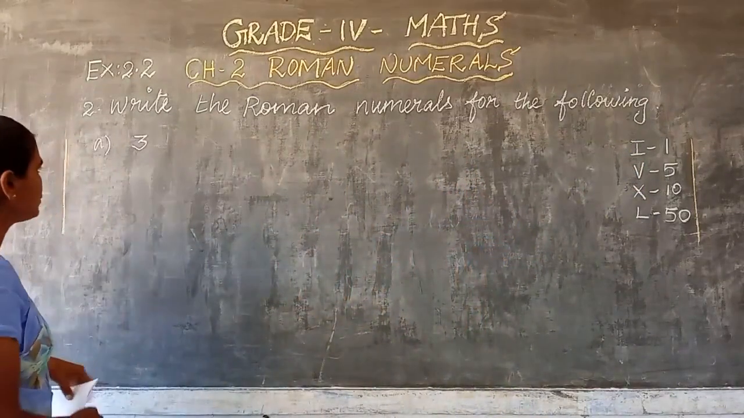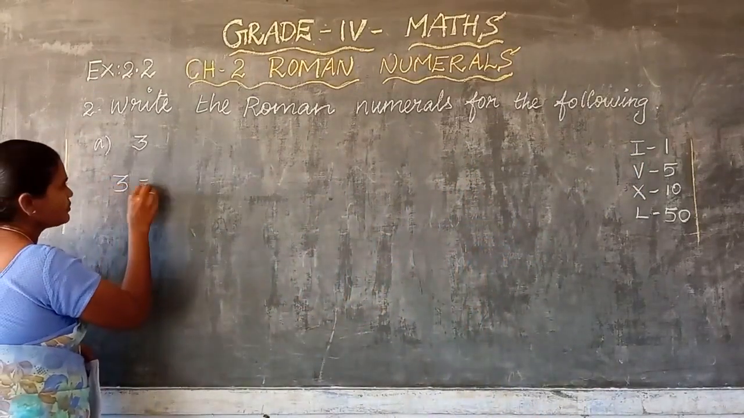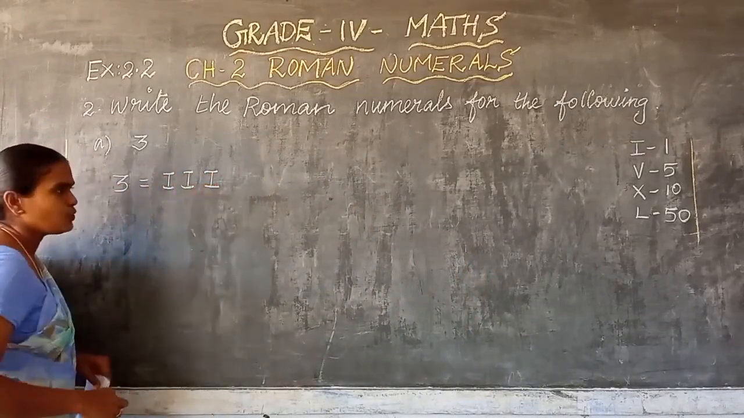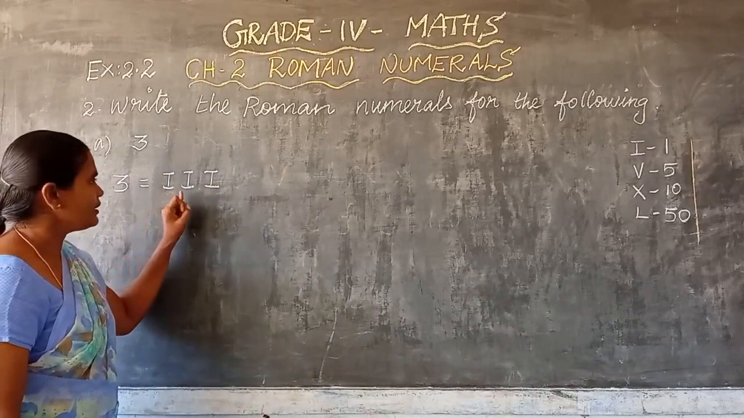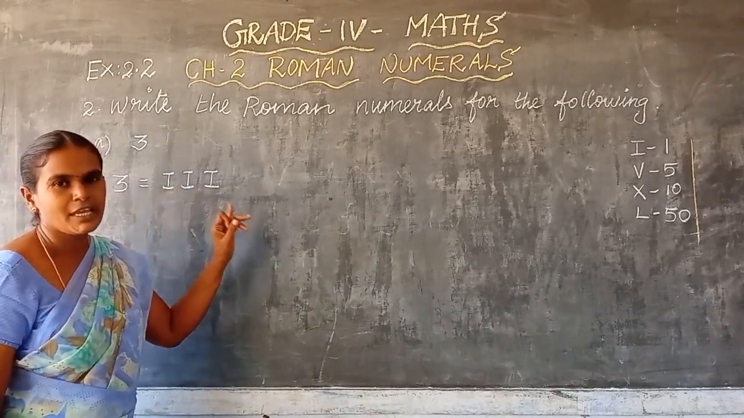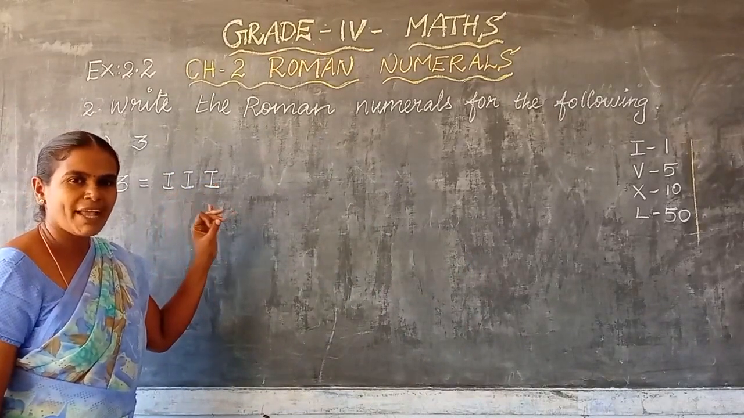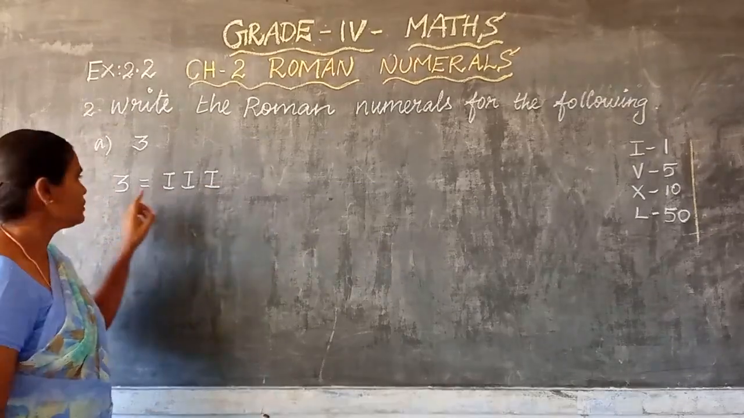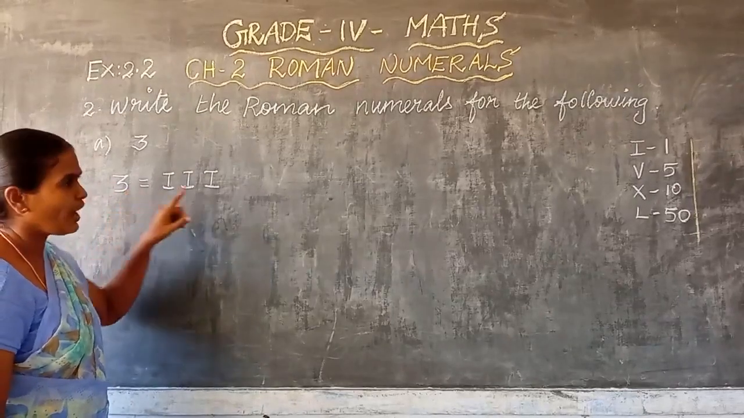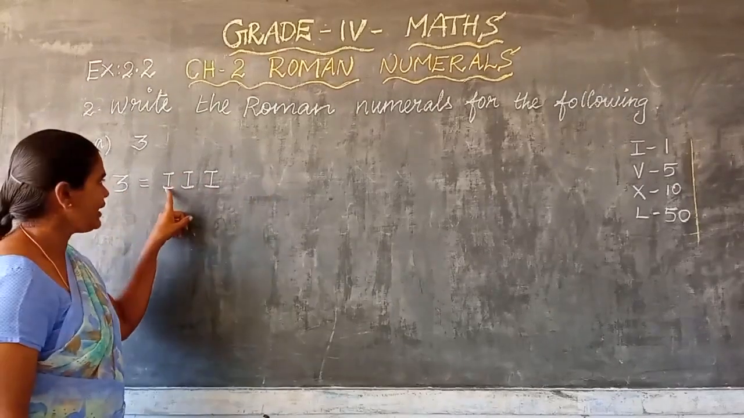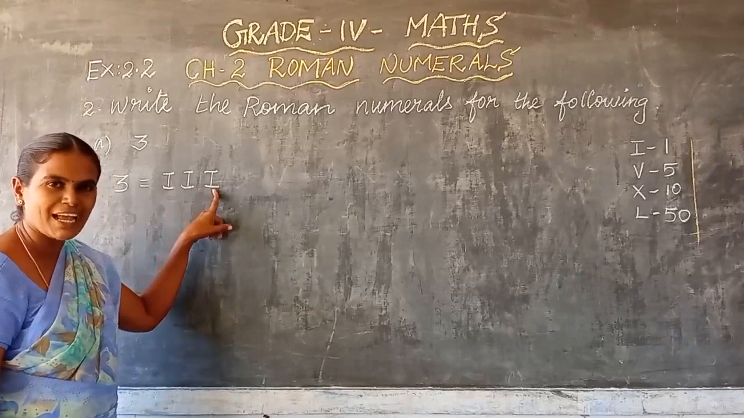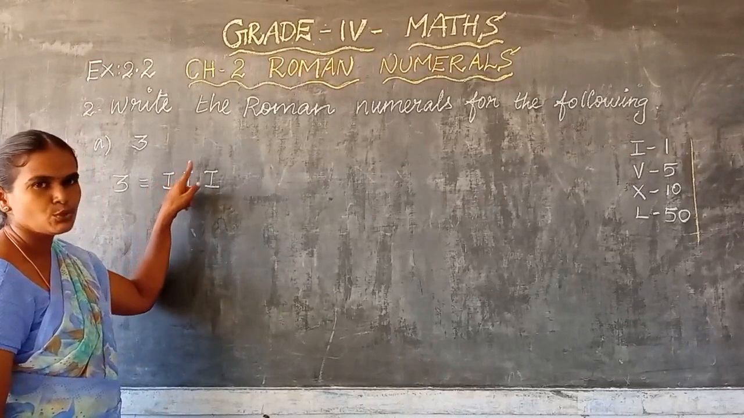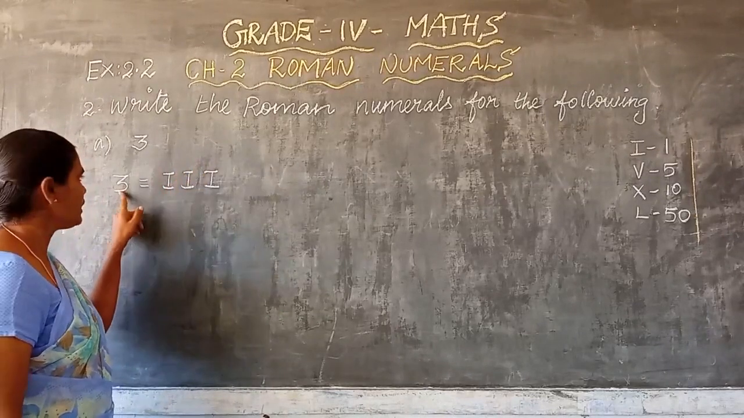So 3 equal to III. So we know that rule, I, X, C, M repeated maximum 3 times. Okay. So repeated means addition. So here given 3. So I value 1. So I am writing 3 times means we get answer 3. So I value 1. 1 plus 1, 2. 2 plus 1, 3. So 3 means III.